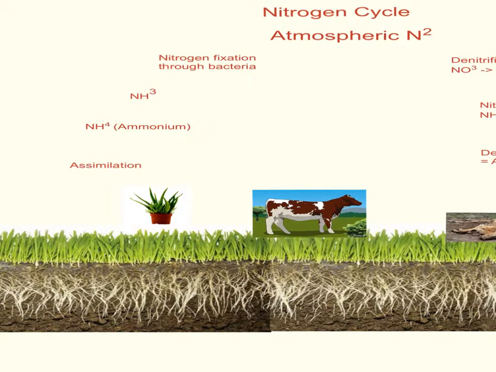Alright, so the nitrogen cycle starts with atmospheric N2, and the first step in the cycle is actually nitrogen fixation, where the N2 is converted through bacteria and transferred down into NH3, which is ammonia, and then is transferred again into ammonium, which is the process of ammonification, which actually happens over here again.